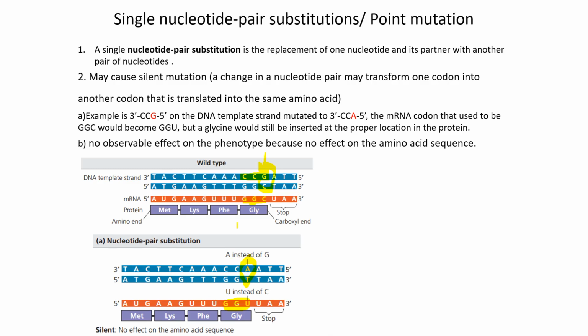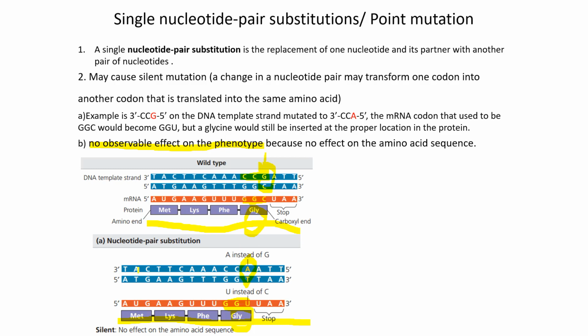But glycine would still be inserted at the proper location in the protein. Luckily, both GGC and GGU code for glycine. Okay, so this is a silent mutation. No observable effect on the phenotype because there is no effect on the amino acid sequence. So as you can see from here, the sequence of the amino acids remains unchanged. Okay, so it has no observable effect on the phenotype of that organism.